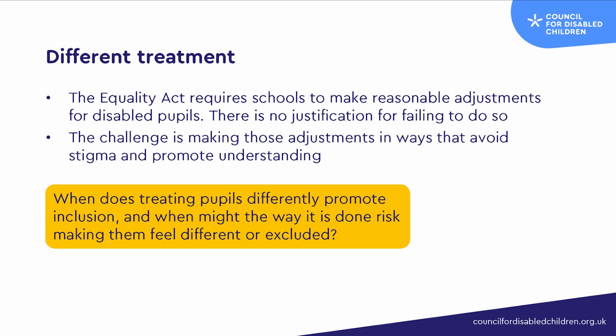This slide is about holding 2 things together in our minds at the same time. First, the legal basis for different treatment. The Equality Act requires schools to make reasonable adjustments. If a school fails to make reasonable adjustments, that in itself is a form of discrimination. Sometimes fulfilling this duty requires treating disabled pupils more favourably than their peers. This is what the law provides for.